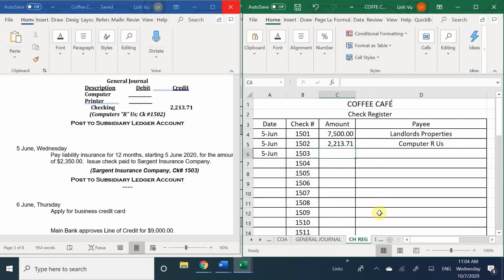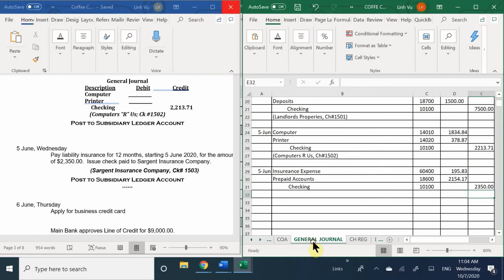All right, I wrote the check out for $2,350. Who did I write this check out to? Is it A-N-T? E-N-T Insurance Company. Okay, good. Now that I have this piece of information, I can go back and finish up my journal and fill in the information here.